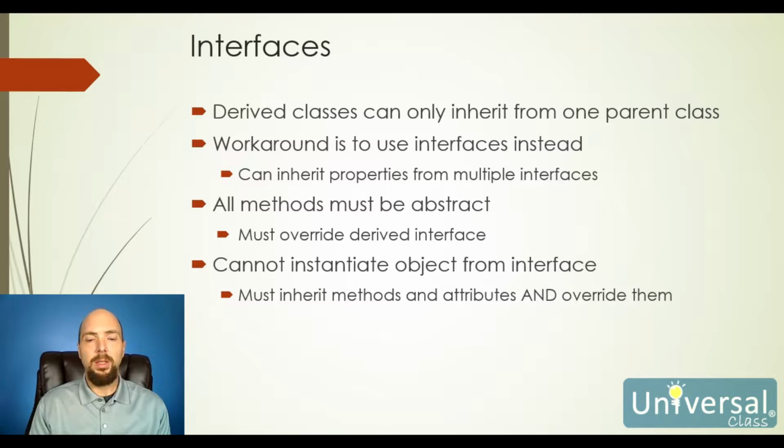So what happens is I have an interface that has a color or some sort of method for performing a task. Well, then when I make a derived class that uses that interface, I can use multiple interfaces, but I have to override the properties and all of the other attributes that are in that interface. So we cannot actually instantiate an interface. We can only use that to inherit properties into our child classes.